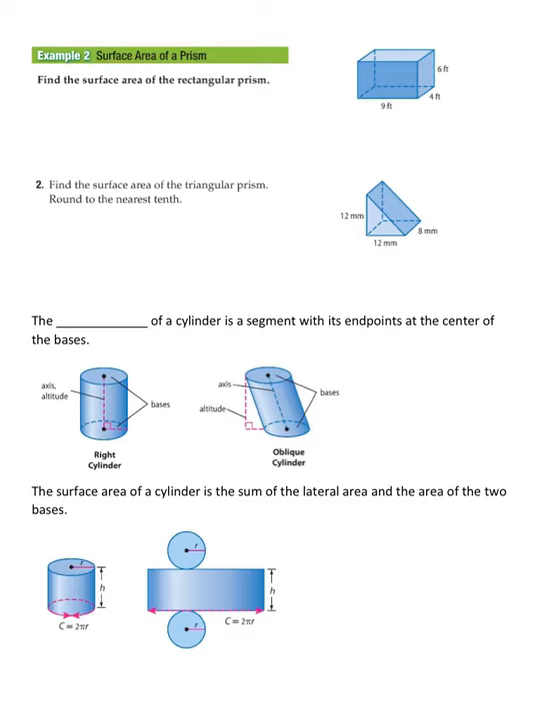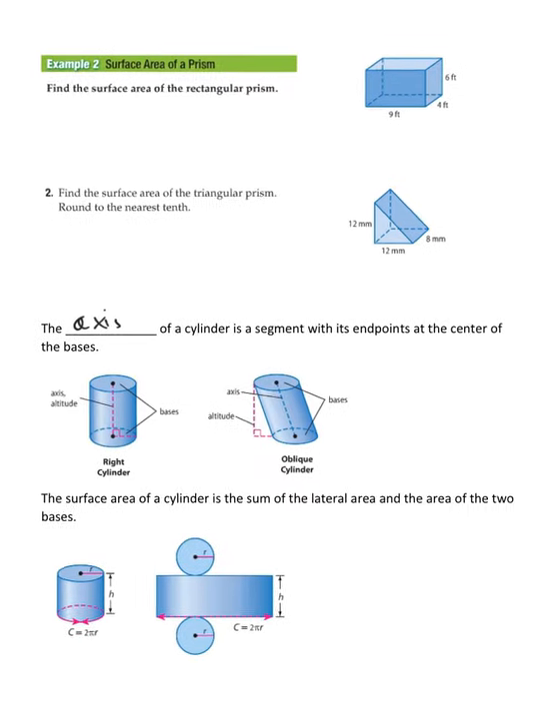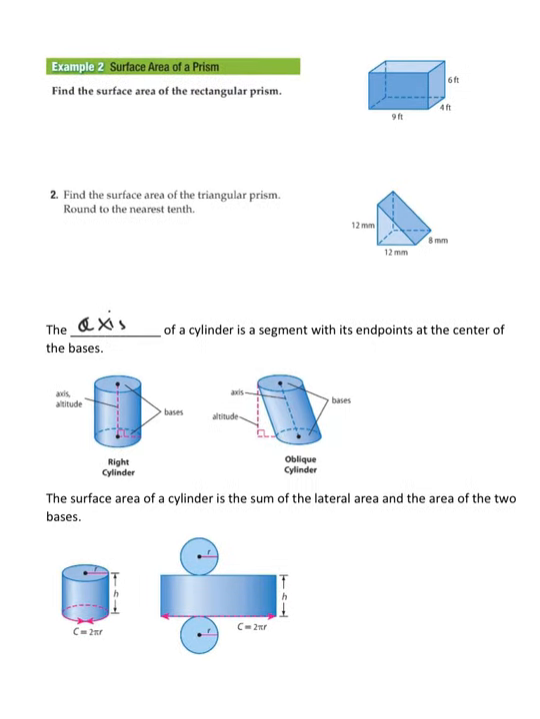So, the axis of a cylinder is a segment with its endpoints at the center of the bases. The altitude can be found on the axis or along the axis in a right cylinder, which is what we're going to be focusing on, guys.